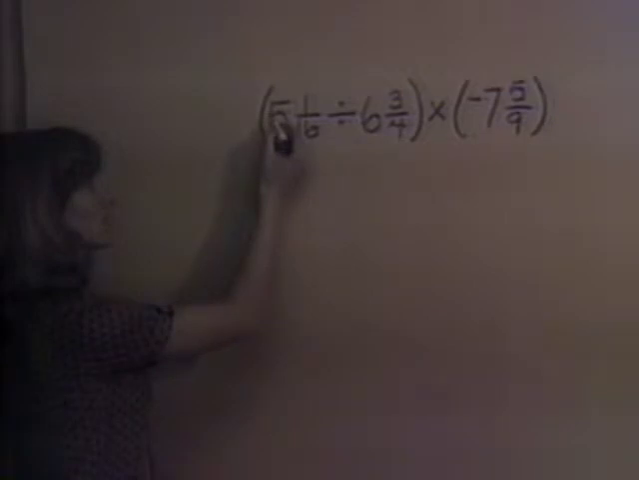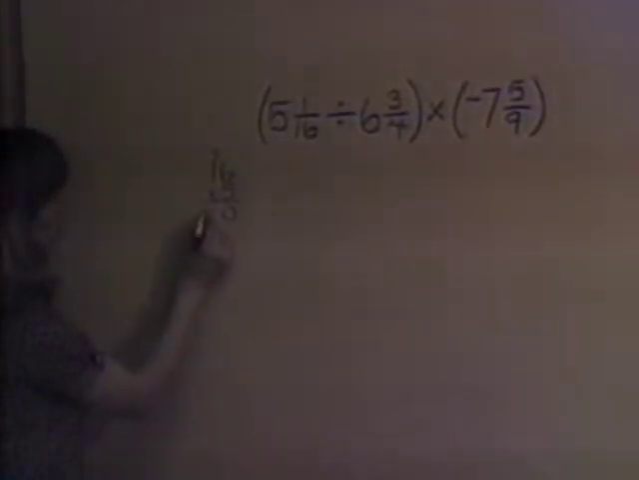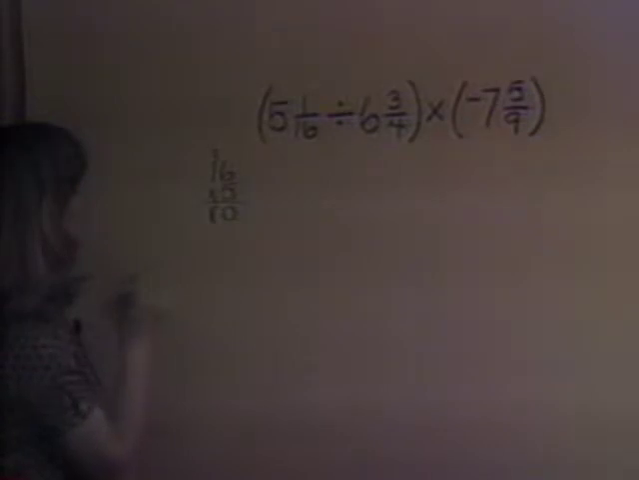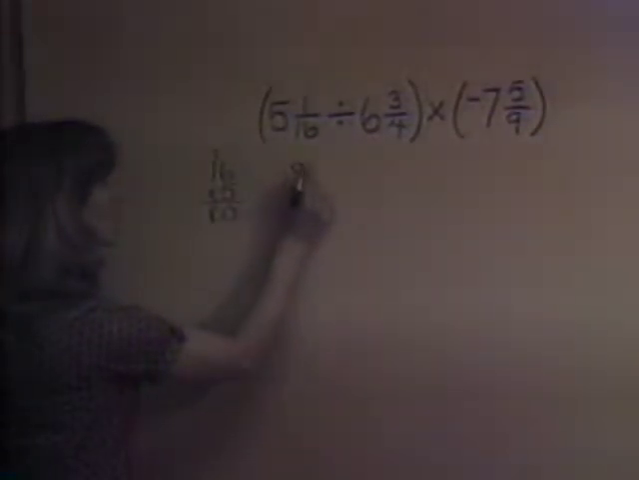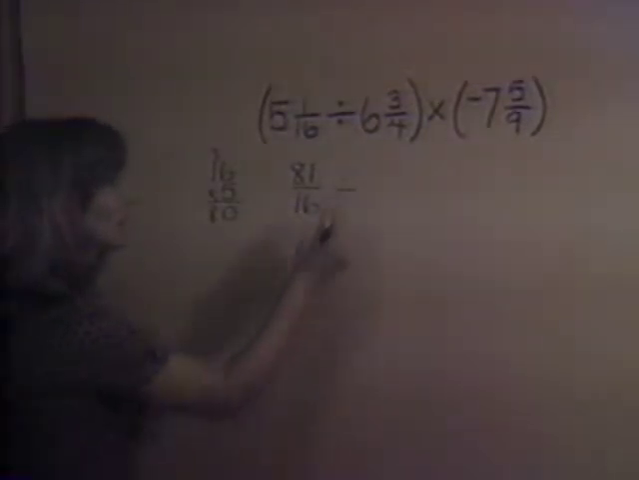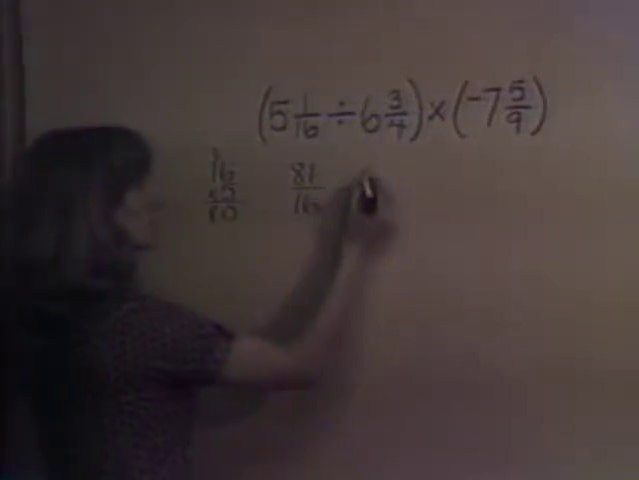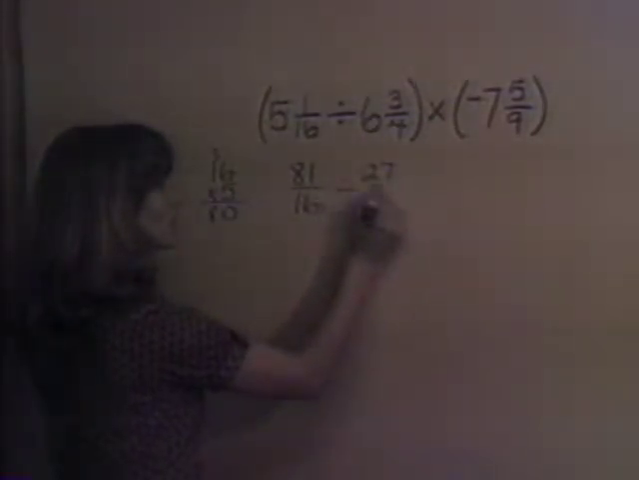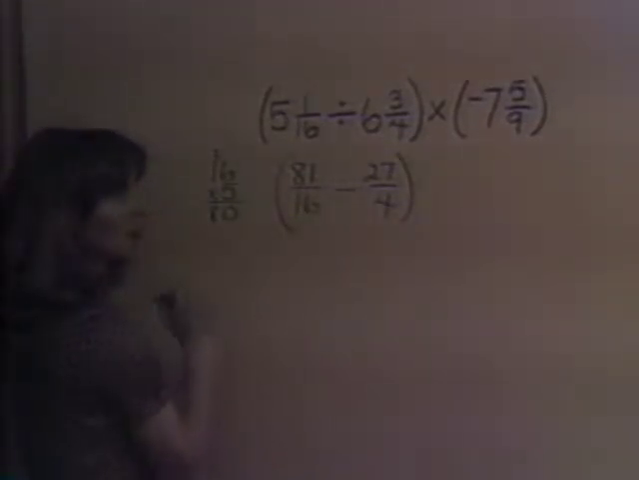So we go 16 times 5 and figure out what that is. I'll work it out over here on the side. 16 times 5 is 30. Carry the 3, 5, and 3 is 80. So it looks like 16 times 5 is 80 plus 1 makes that 81/16. Then it says divided by 6 3/4. So we go 4 times 6 is 24 plus 3 is 27/4. Okay, that's still inside the parentheses, and we're going to come back and do that.